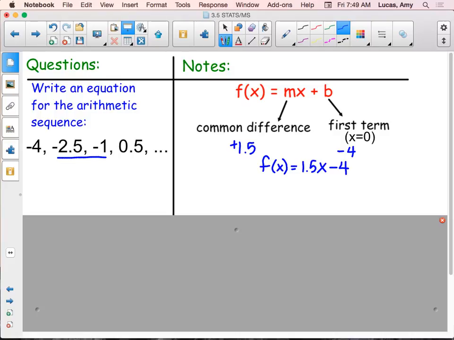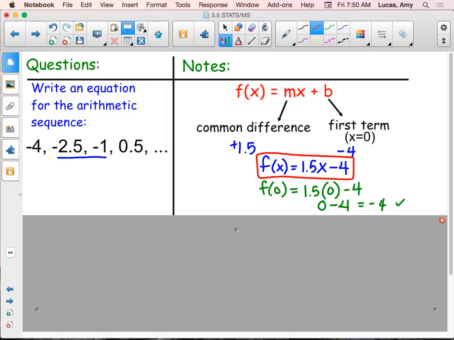So f of x equals 1.5x minus 4. And then again, I'm going to plug in 0 and make sure that I get my first term. 1.5 times 0 is 0, minus 4 equals negative 4. That's the first term in my sequence, so my equation is correct.